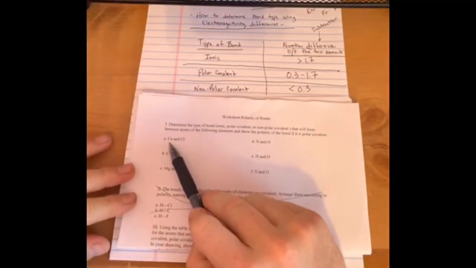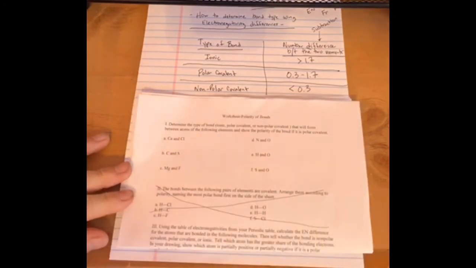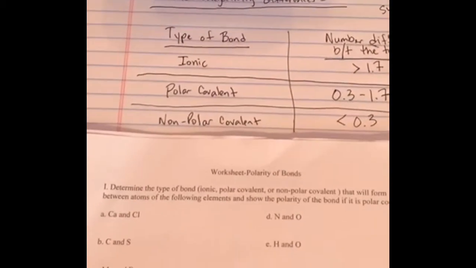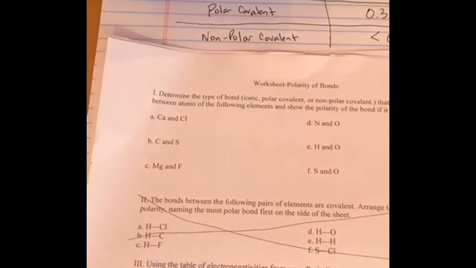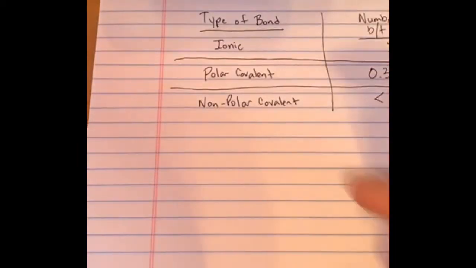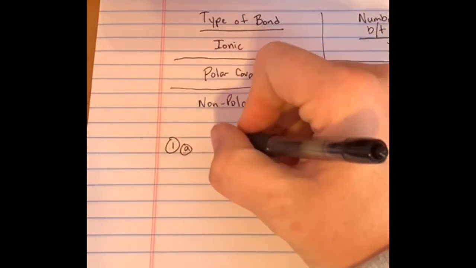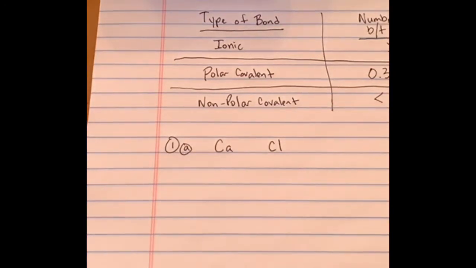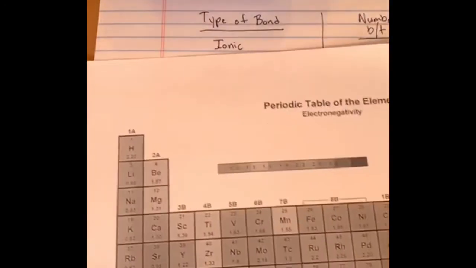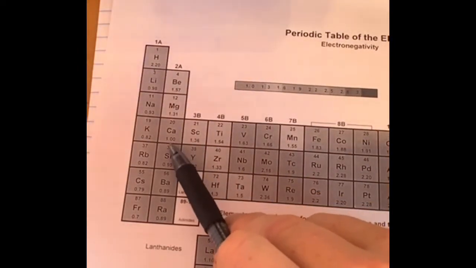The first two elements that we have here, we have calcium and we have chlorine. So what we're going to do is write out calcium and chlorine on here, okay? So number one, and we'll just call this letter A. So it's calcium and chlorine, okay? We're going to use the table that we have and find calcium. And calcium sits right here, and the number below calcium is 1.00.